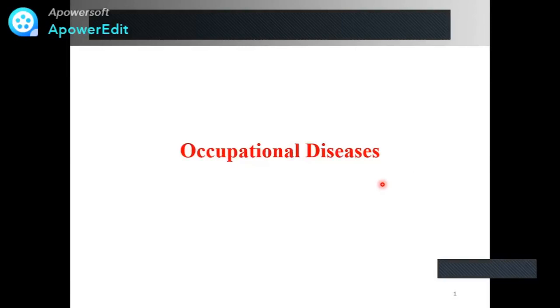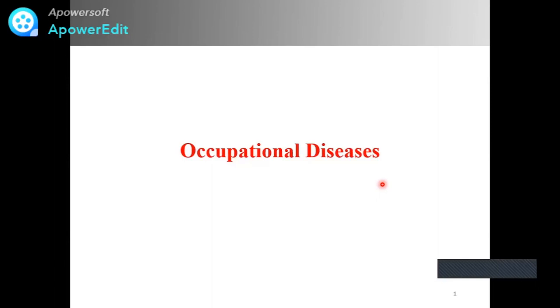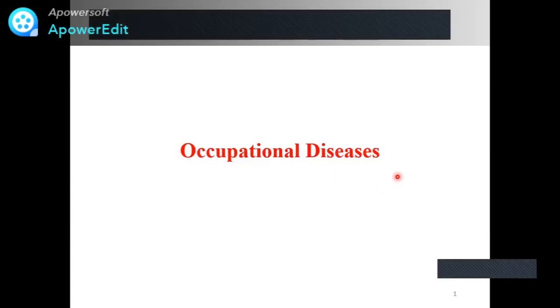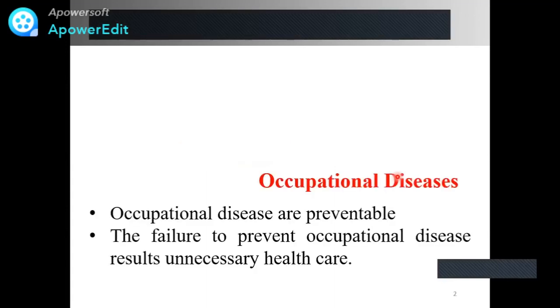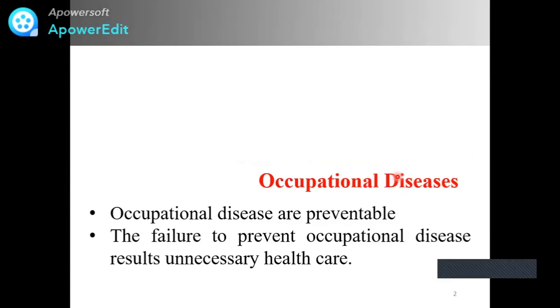Occupational diseases. This is the second hazard under the classification of occupational hazards. Usually, occupational diseases, or diseases generally, are preventable. A misdiagnosis means a lost opportunity for meaningful clinical intervention.